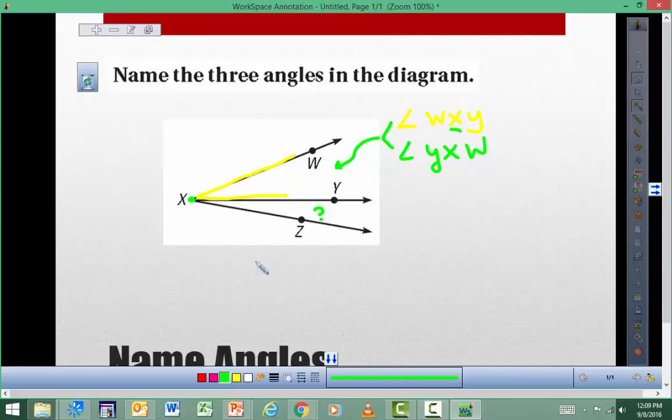There's 2 ways to do it. You should try it real quick. I'll give you about 10 seconds. You can try it on your own paper real quick. Make sure you use the angle symbol.